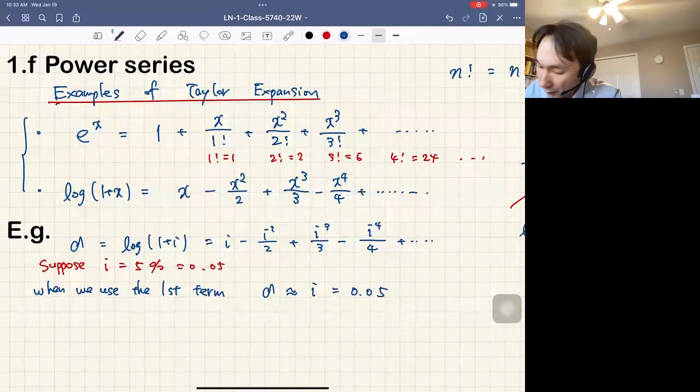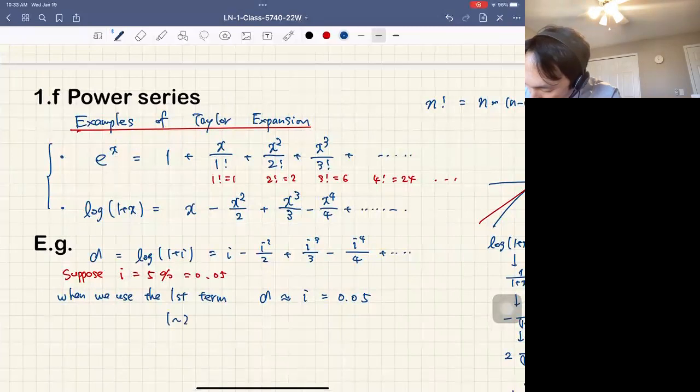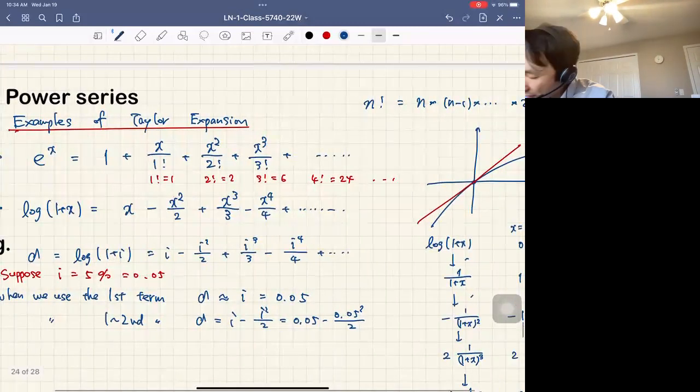If we use only the first term, then delta is approximately 0.05. If we use the first two terms, delta is i minus i squared over 2. So this is equal to 0.05 minus 0.05 squared over 2, which is 0.4875.